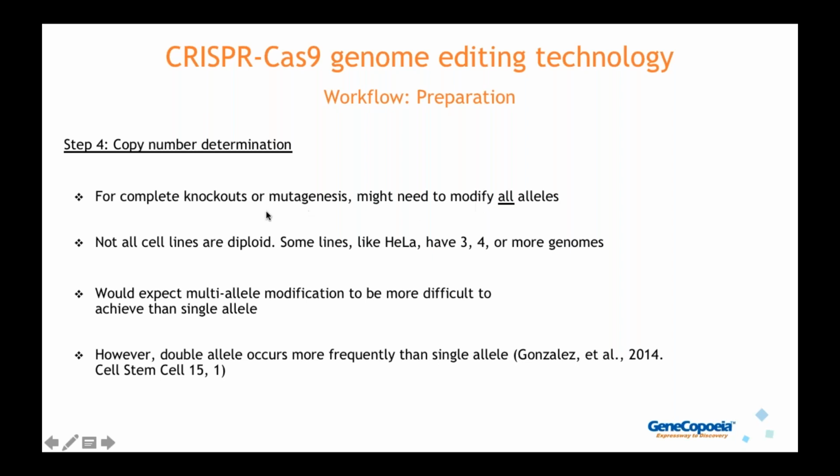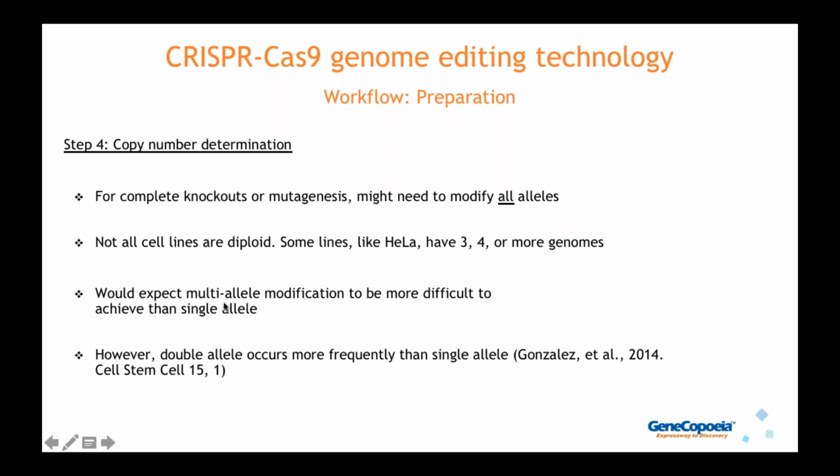that's because many cell lines are not diploid, especially cancer cell lines. Some cell lines, like HeLa, which is not a cancer cell line, but it's still a transformed line, have 3, 4, or even more copies of the genome.